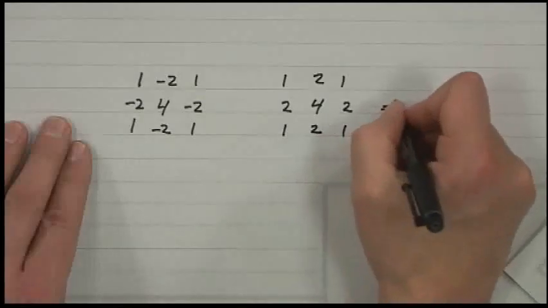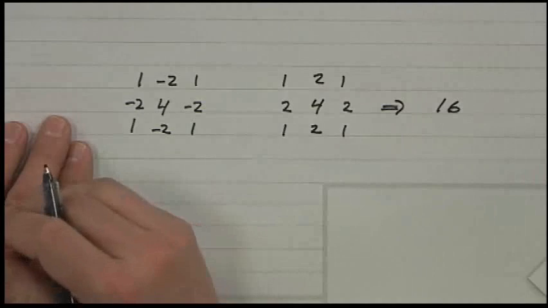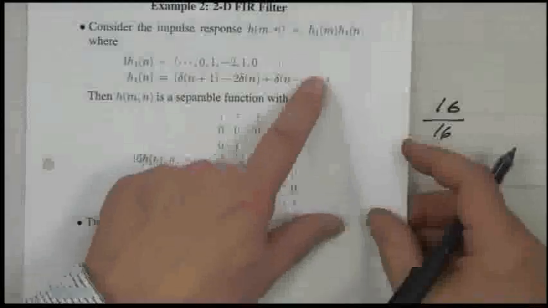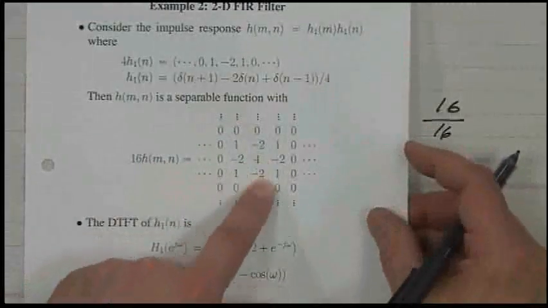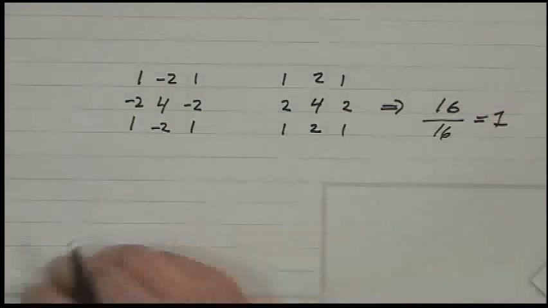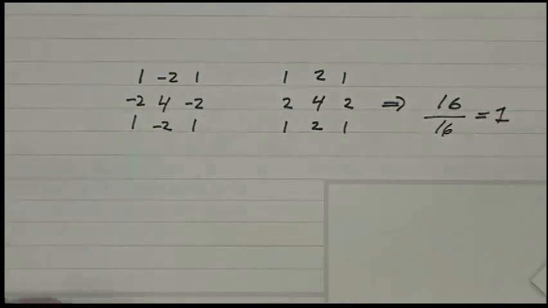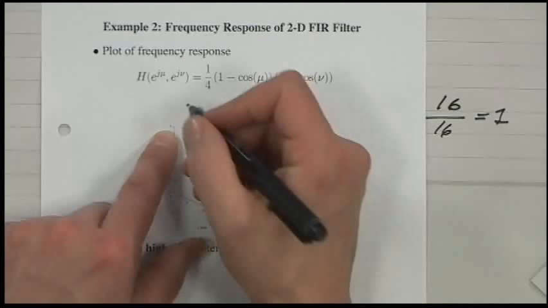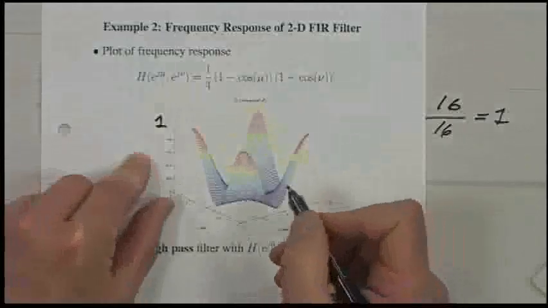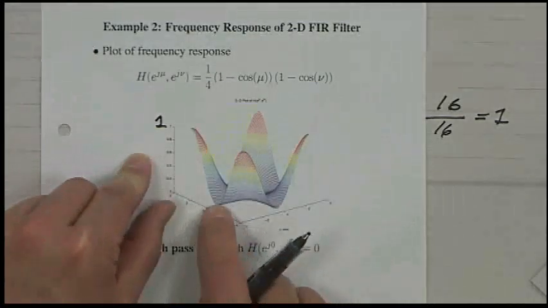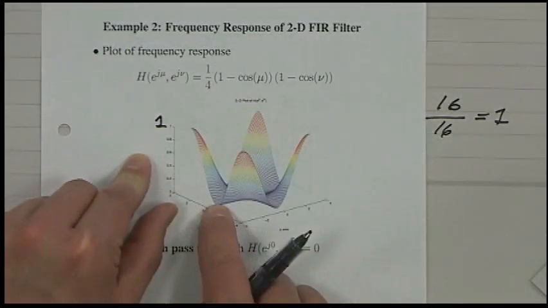So that sums to what? 16. Then you divide it by 16, because if you remember, our definition here was that this was 16H. So these all have to be divided by 16. And what's 16 divided by 16? 1. So there you get the intuition that, guess what? That's 1. You may not be able to see that, but that number there that's very small is 1. So the gain is 1 at pi. But it's not 1, it's 0 if only one of the frequencies is pi.